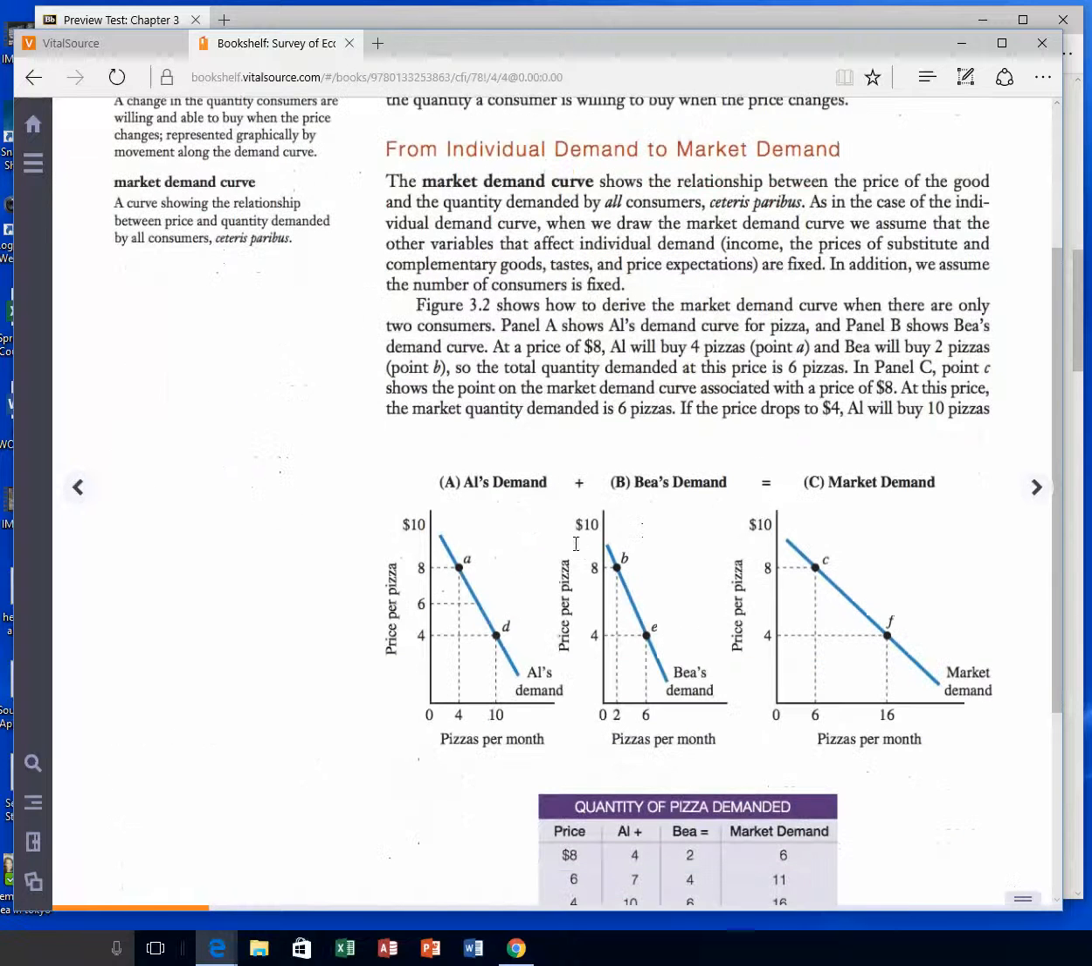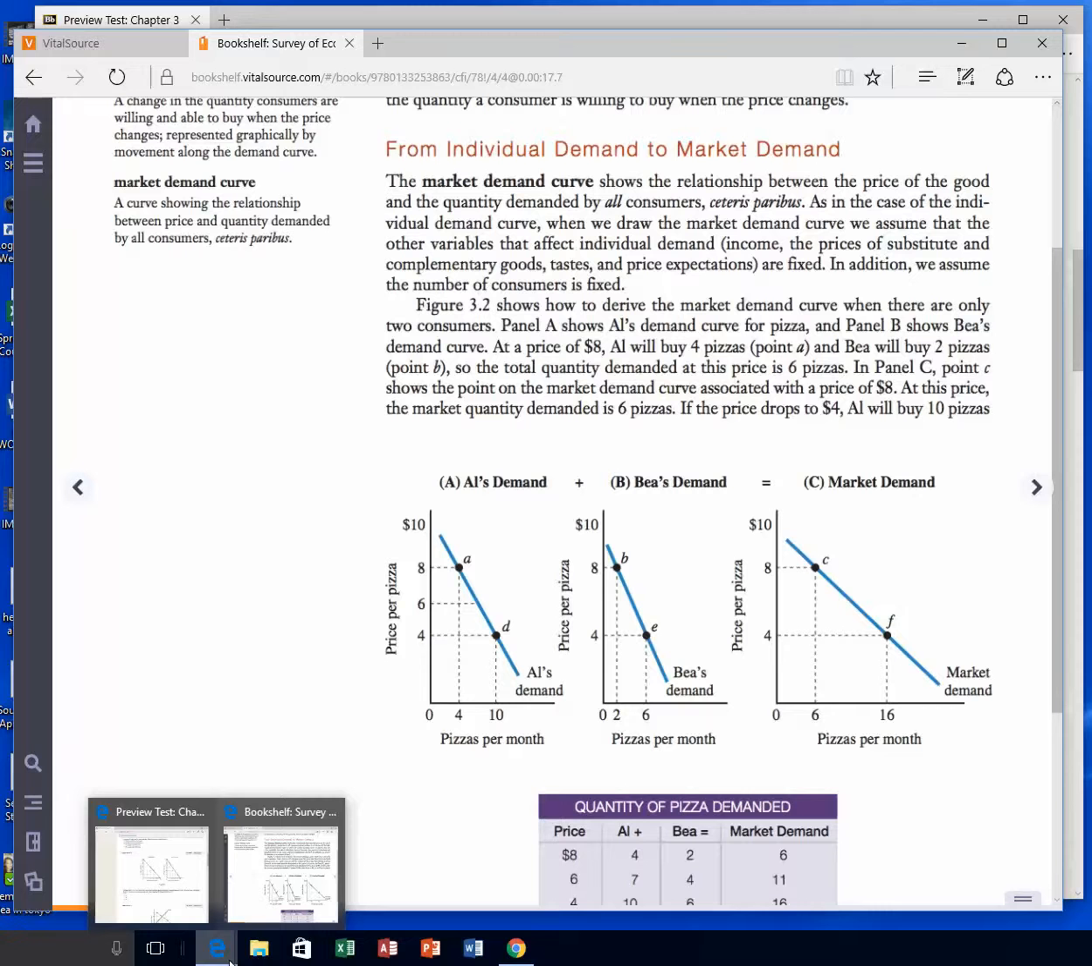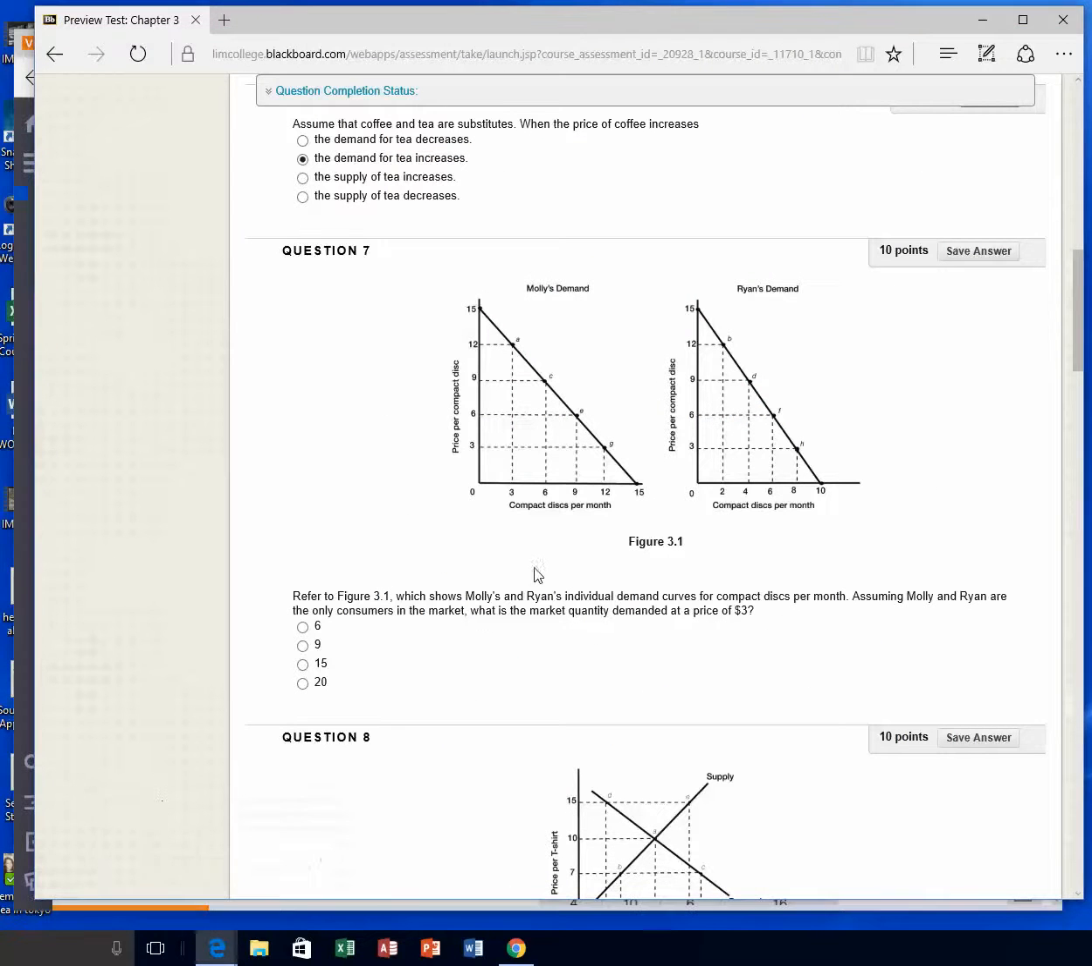Yeah, here, talking about Al's demand, B's demand. Again, to get the market demand, if these are the only two people in the market, you have to combine both. And that's what this question is looking at: how demand is actually created by looking at a whole bunch of people's inputs to get the demand for the whole industry. So if I go back to this test, I got Molly's and Ryan's demand, so let me read the question.